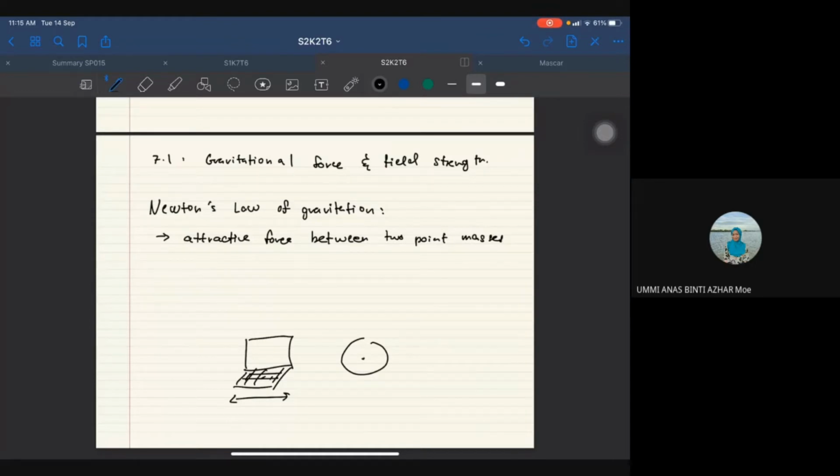Tapi bila kita cakap pasal point mass, kita consider mass tu sebagai satu point je. Regardless of the size of the object, we consider all the masses is right in the middle of the mass. So itu konsep yang pertama lah. So contohnya kalau kamu ada bumi, kalau dia kata point mass, dia consider berat tu dekat tengah-tengah. Itu konsep yang pertama lah.